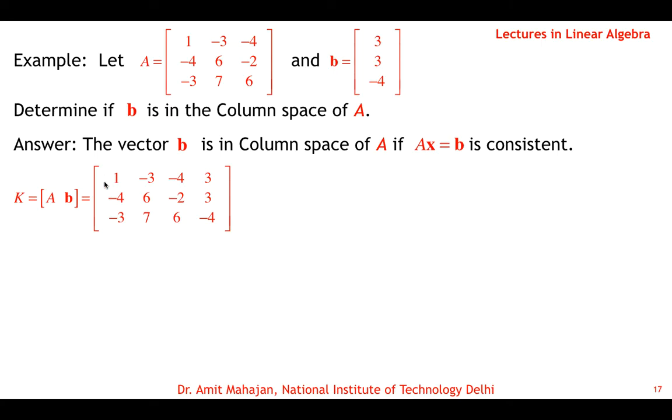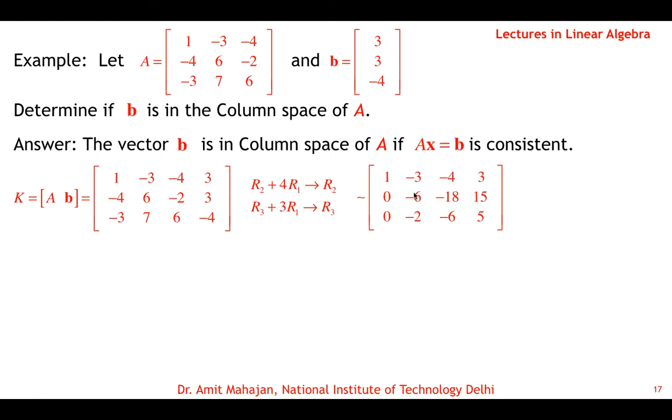So again, leading element at 1 1, so make the bottom elements 0. So row 2 plus 4 times row 1 goes into row 2, and row 3 plus 3 times row 1 goes into row 3. Okay, so it will immediately reduce these two elements to 0, and correspondingly there will be changes in row 2 and row 3. Okay, no change in row 1.